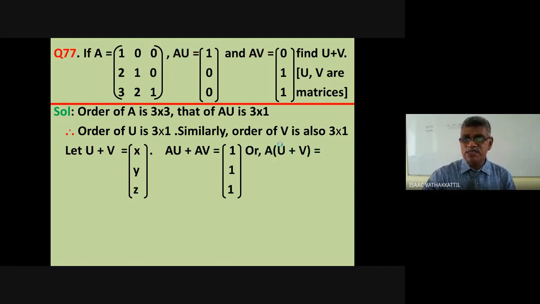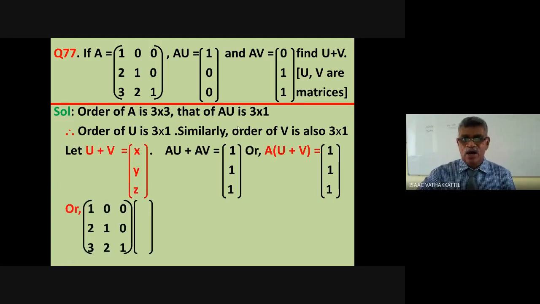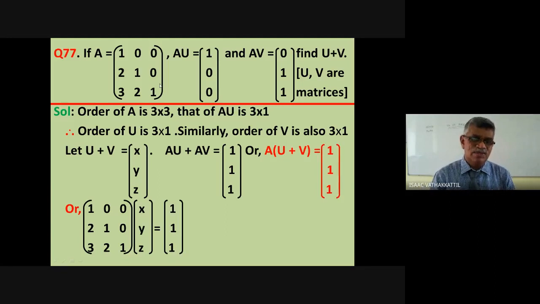AU plus AB actually means A into (U plus B), where A is a matrix and U and B are matrices. A into (U plus B) is 1, 1, 1. Now A is given here, U plus B is X, Y, Z, so A into (U plus B) is 1, 1, 1. You getting along? Now the job is for you. When you multiply, you again get a 3 by 1 matrix. First row, first column: 1 into X plus 0 into Y plus 0 into Z.